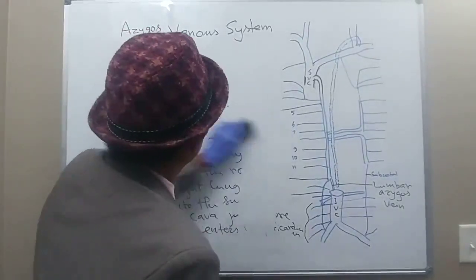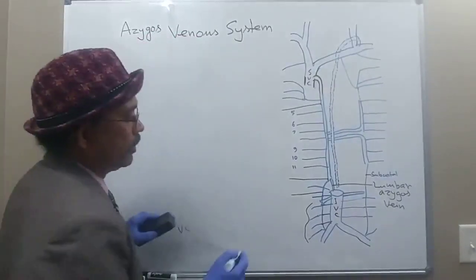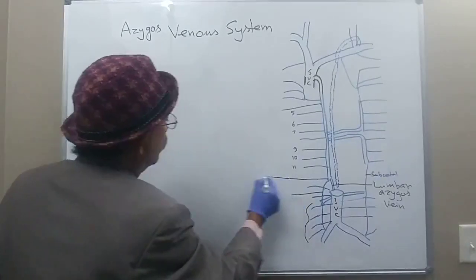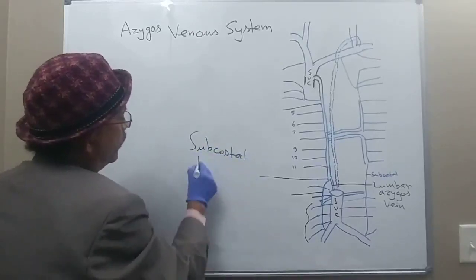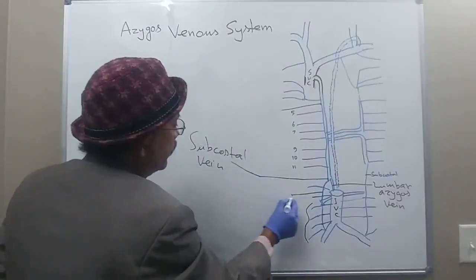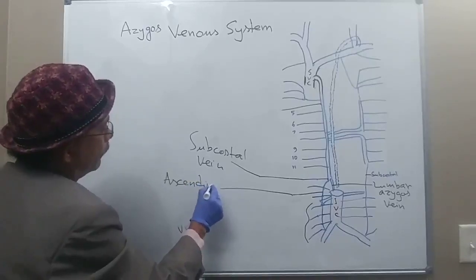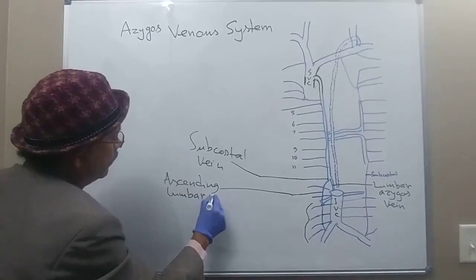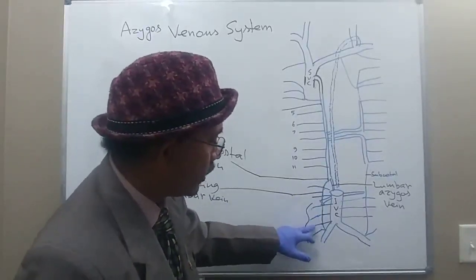Okay, we got the course. So if we just go to the figure, we'll find out the formation. This is the subcostal vein. This is the ascending lumbar vein. That is again longitudinal, connecting the lumbar veins.